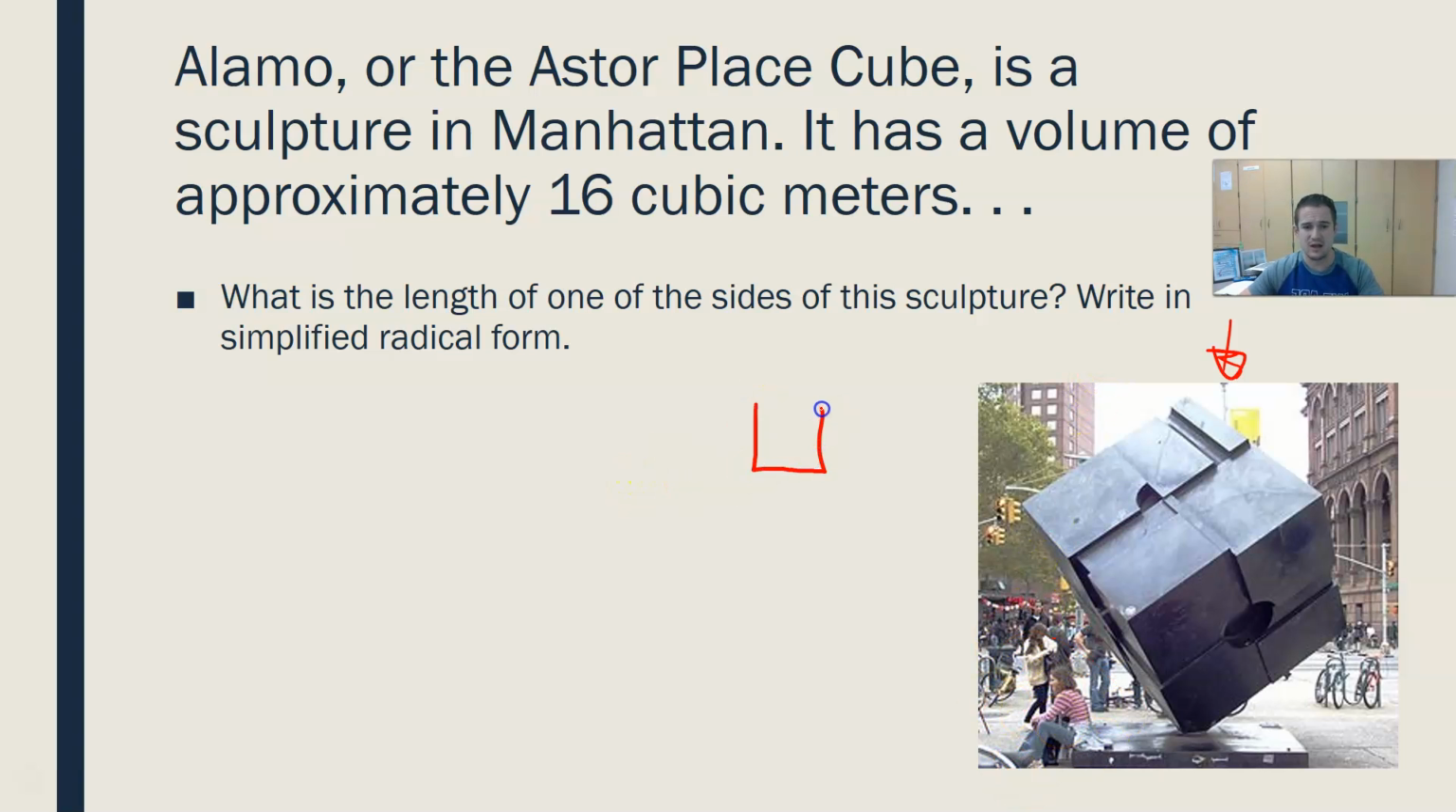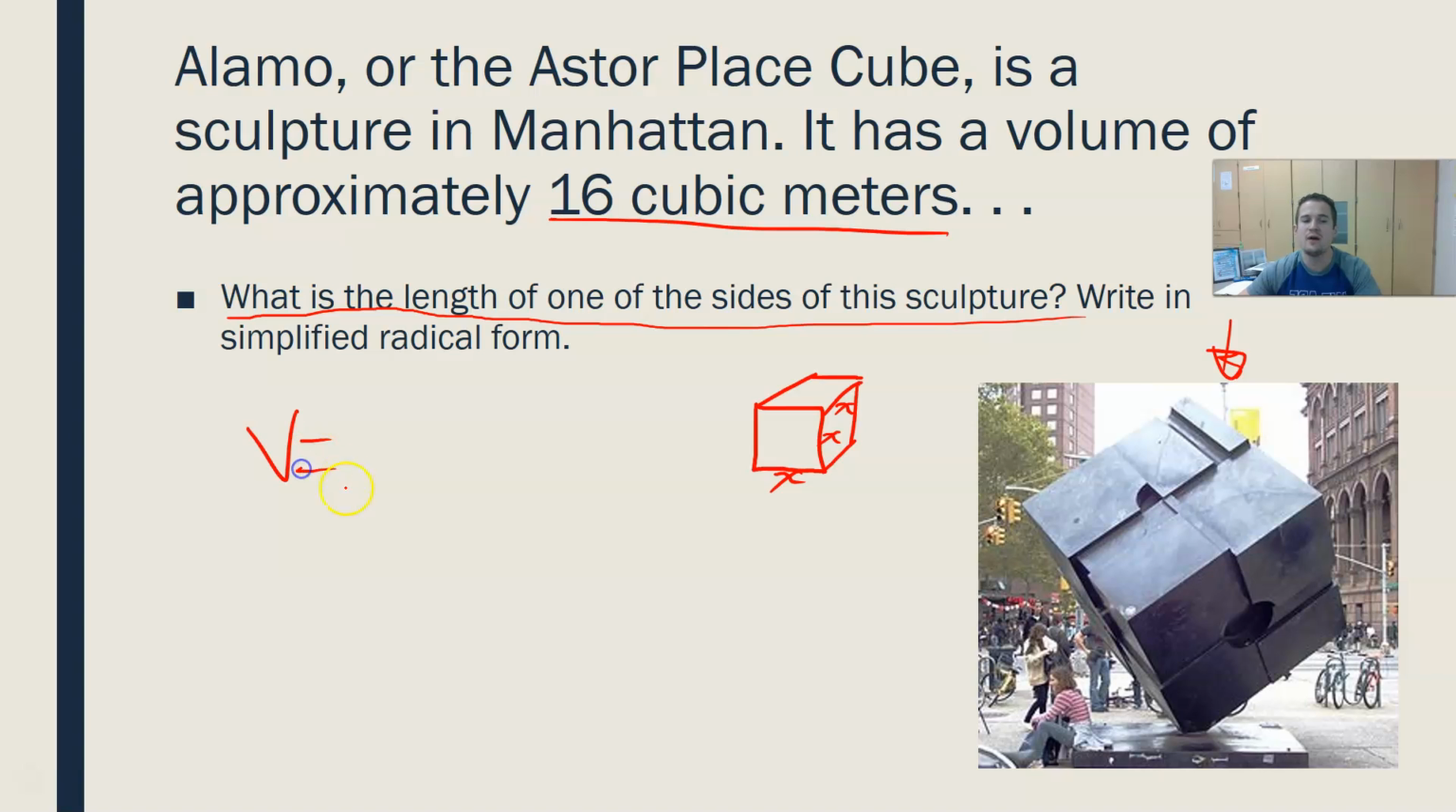So let me kind of redraw this little cube. So here's the Astor Place cube. A cube means that all the sides are the same length. So the length, the width, and the depth of this cube are all the same size. So if the volume is 16 cubic meters, what is the length of one of the sides of this sculpture? Write in simplified radical form.